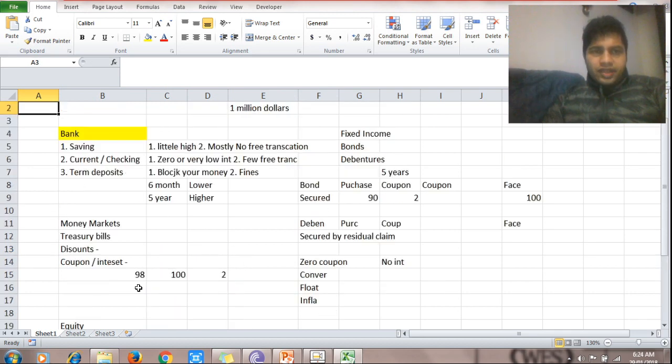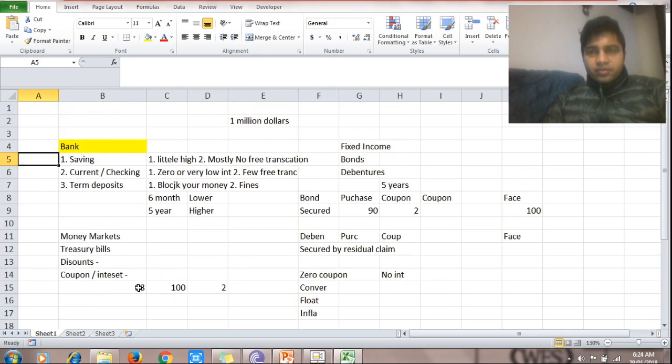So just to recap, if I give you $1 million, where can you put it? You can put it in a bank, in a savings account, current account, term deposit. Then you can put it in a fixed income instrument, a bond or debenture, right? So bonds and debentures, we have seen, can appreciate in price, as there is a difference between the purchase price and the fixed income, the face value. It can appreciate or it can depreciate.